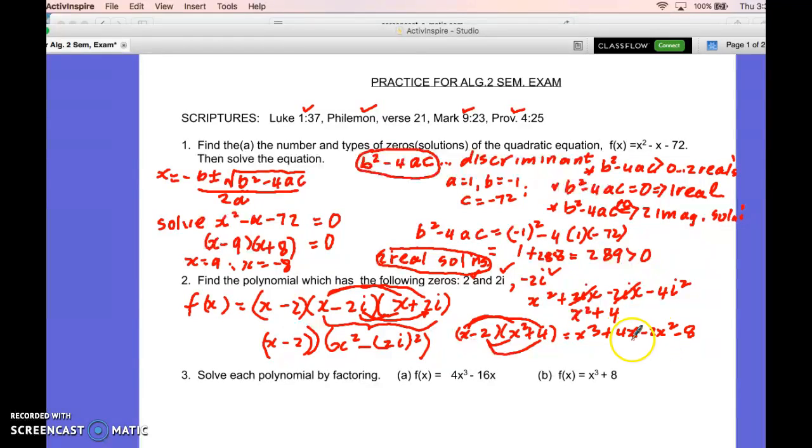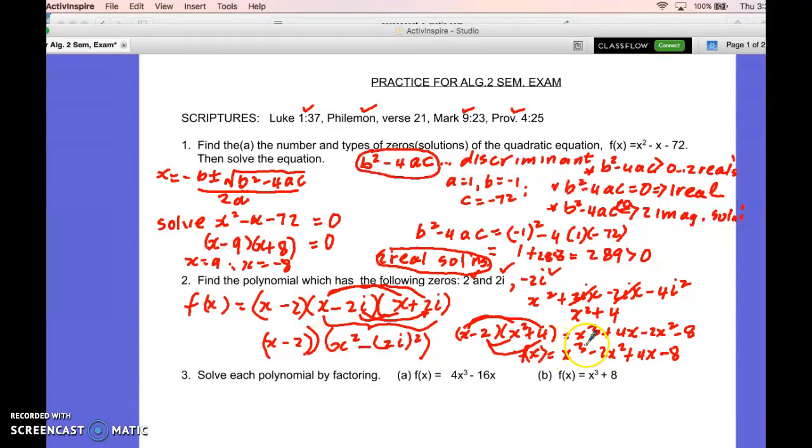All right, so no like terms to put together. This is going to be the polynomial resulting from these three roots, 2, 2i, and the one we had to supply, negative 2i. So I can write it like this, maybe over here. f of x. I'm going to write it in standard form now. It's going to be equal to x cubed minus 2x squared plus 4x and then minus 8. Okay.